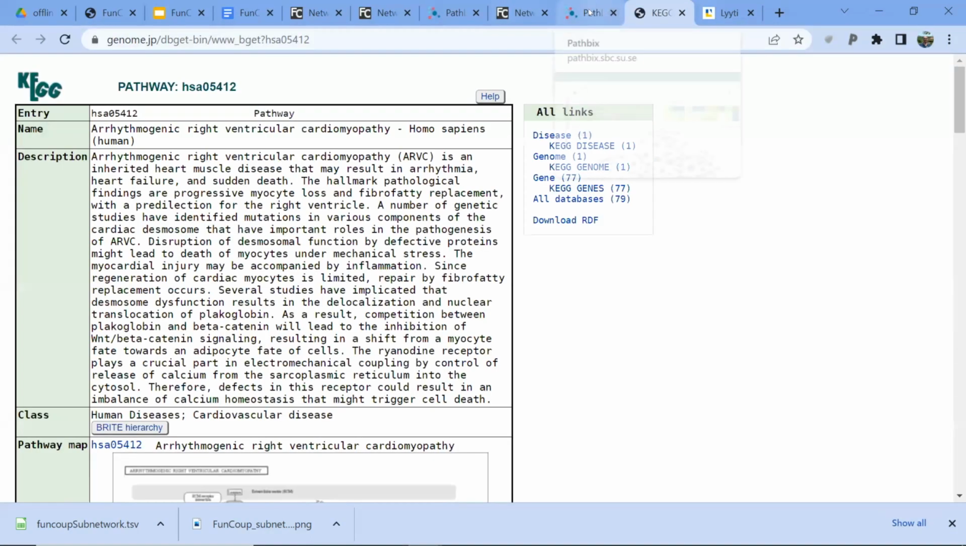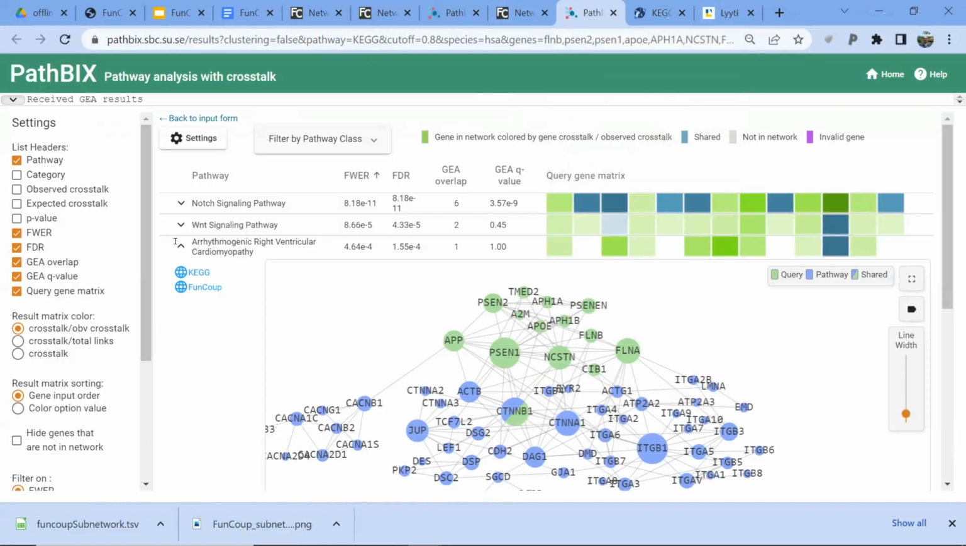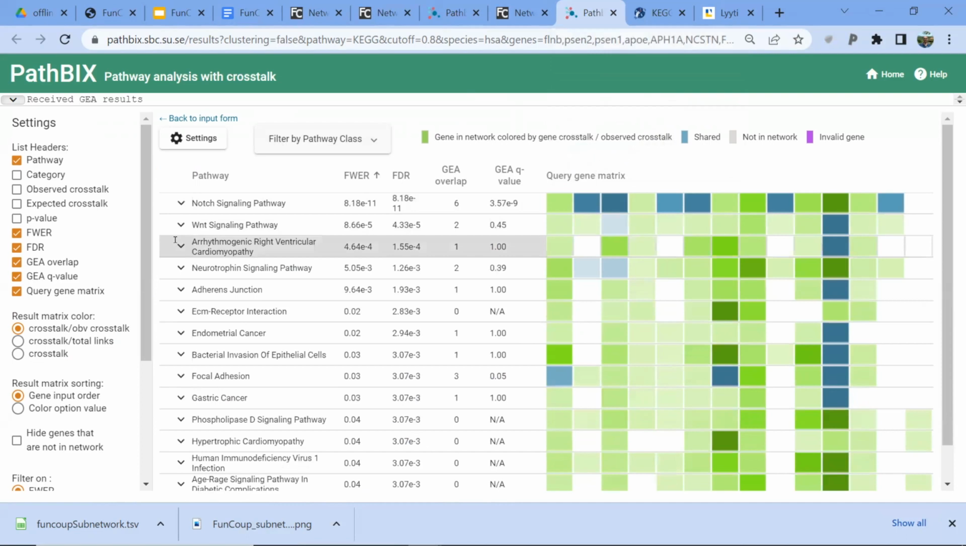And yeah, you can go to the KEGG pathway if you want to learn more. But so these are all reasonably significant things that you can find by extending the query in FunCoup.